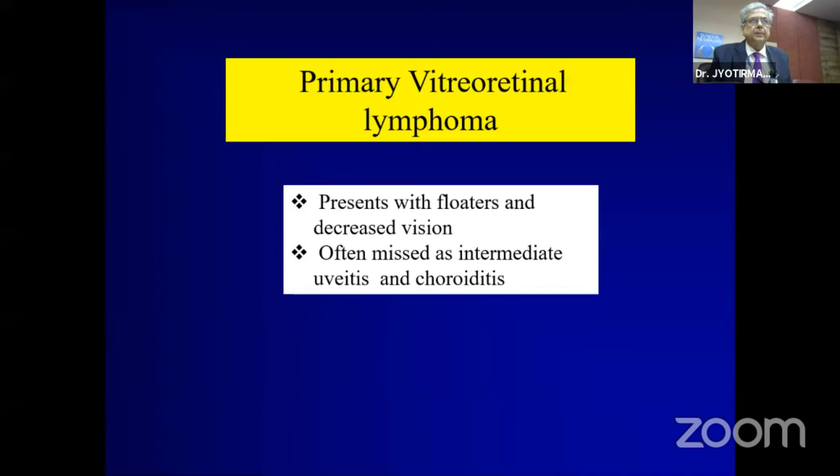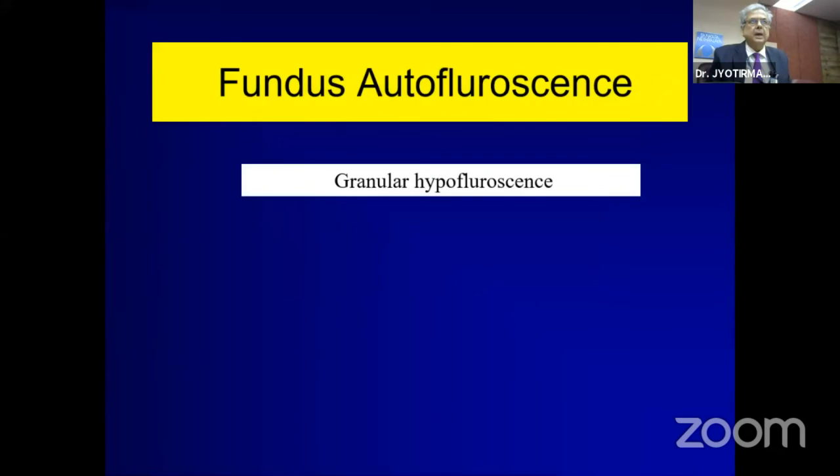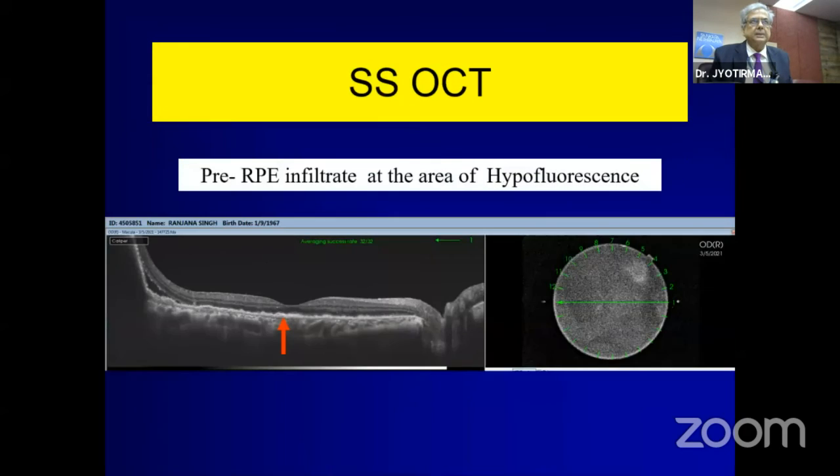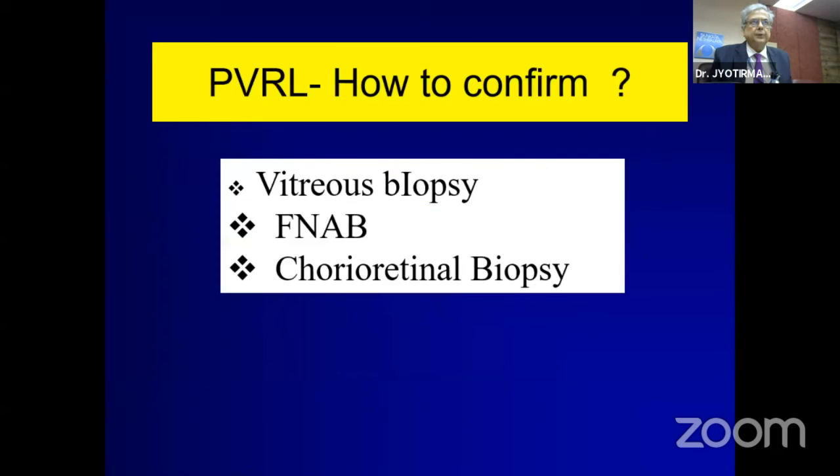Primary vitreoretinal lymphoma can present with floaters and decreased vision, and is often missed as intermediate uveitis and choroiditis. Many of the times, many people think there is a tubercular choroiditis. Fundus autofluorescence can show granular hypofluorescence, and FFA showed initial phase granular hypofluorescence, and subretinal, pre-RPE infiltrates are seen as hypofluorescence.